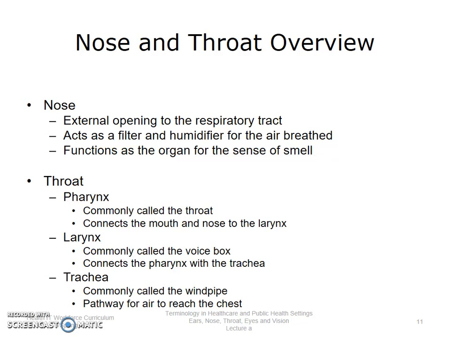When there's a problem with your nose, your whole body can suffer. For example, the stuffy nose of the common cold can make it hard for you to breathe, sleep, or get comfortable. The pharynx, commonly called the throat, connects the mouth and nose to the larynx. The larynx, commonly called the voice box, connects the pharynx with the trachea. The trachea, commonly called the windpipe, serves as a pathway for air to reach the chest.